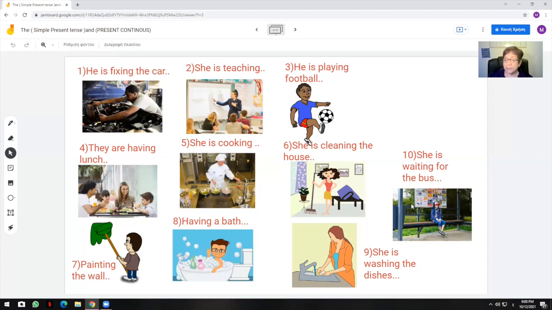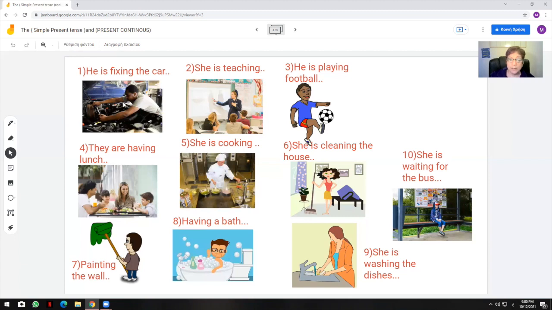Okay. And number 10, she is waiting for the bus. She, the girl, is waiting for the bus. هي منتظرة. Wait يعني تنتظر, for the bus عشان الأتوبيس. Okay, that's easy.